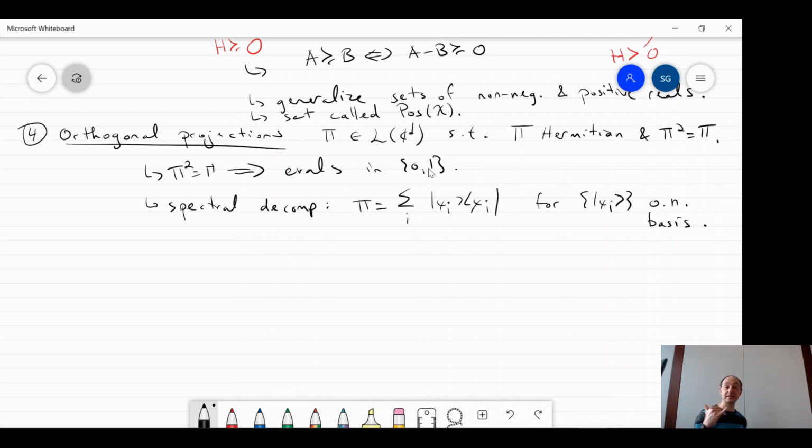And this is vice versa. If I take any orthonormal basis or subset of such a basis and I write it this way, then what I will get by definition will be a projector. So that's what we should always remember in this course.